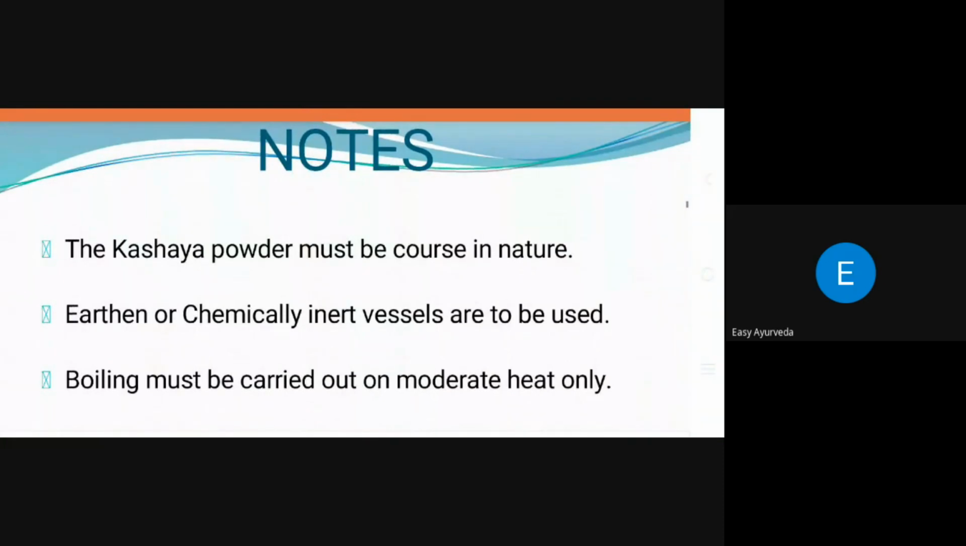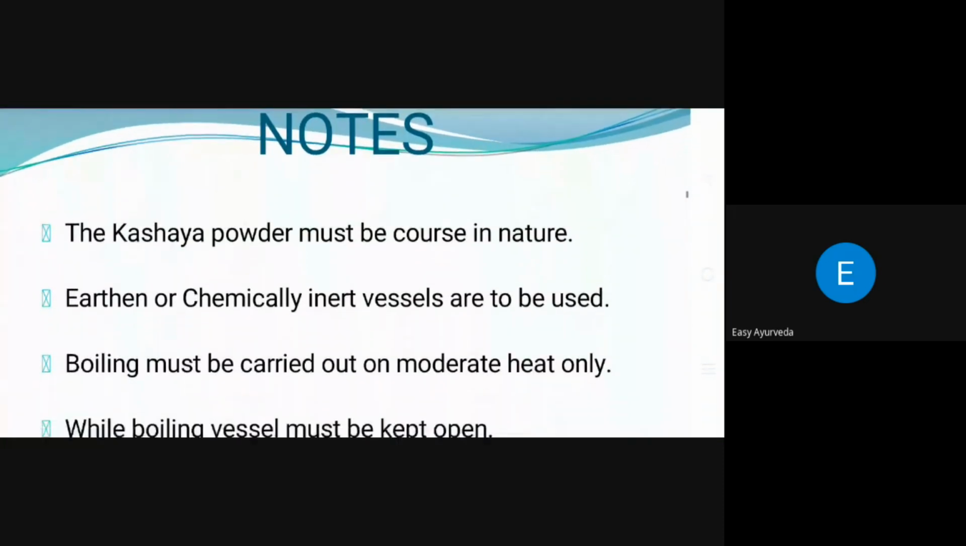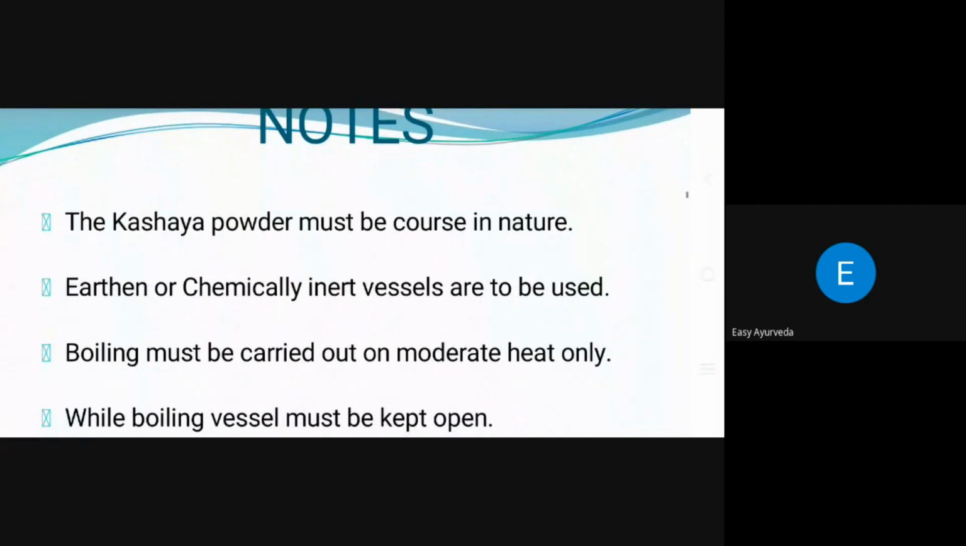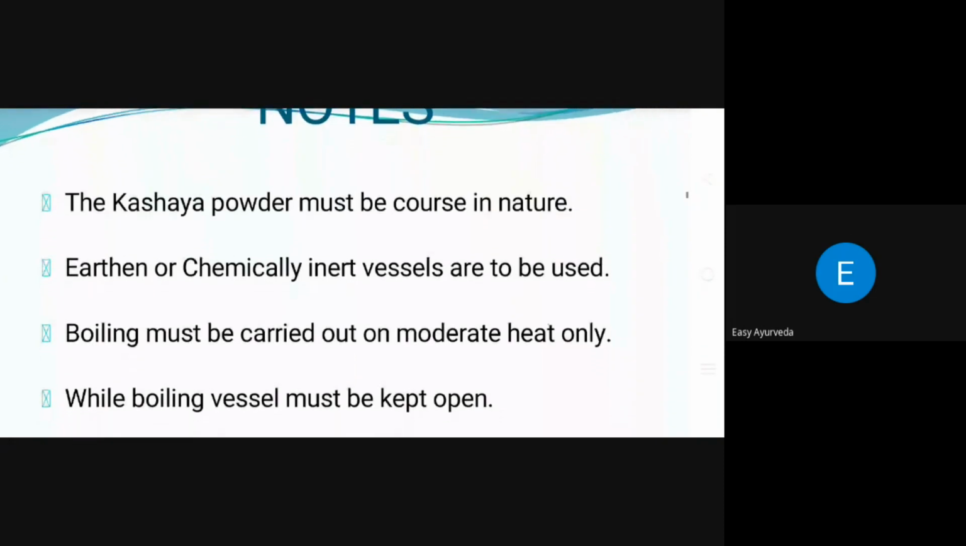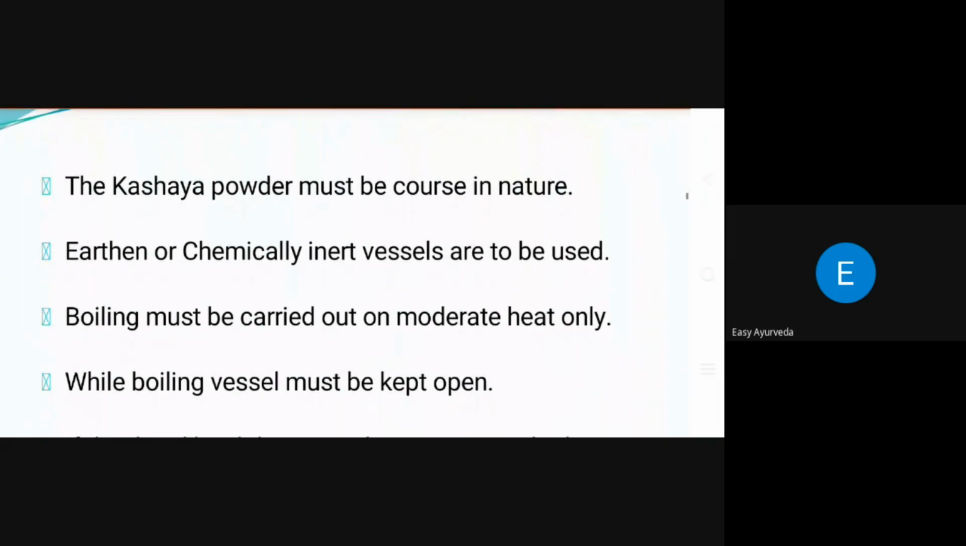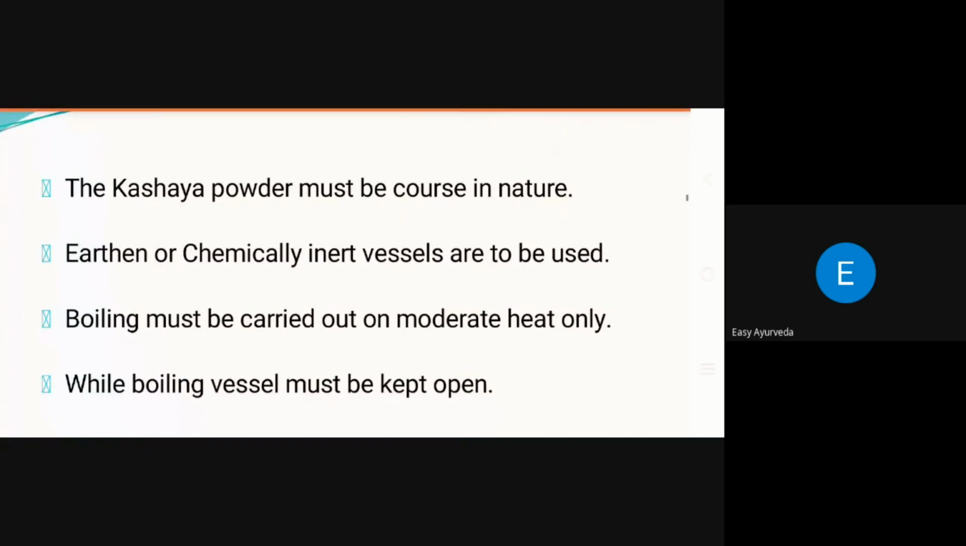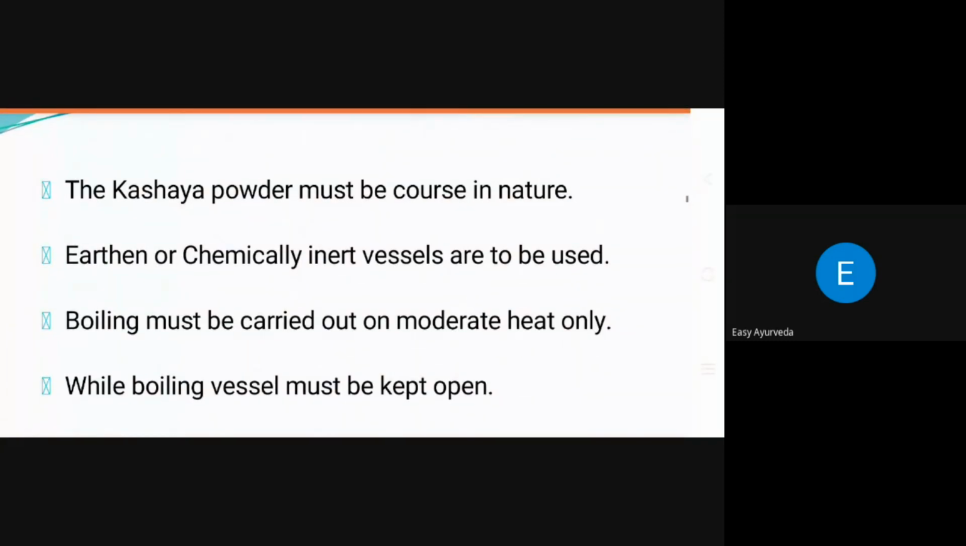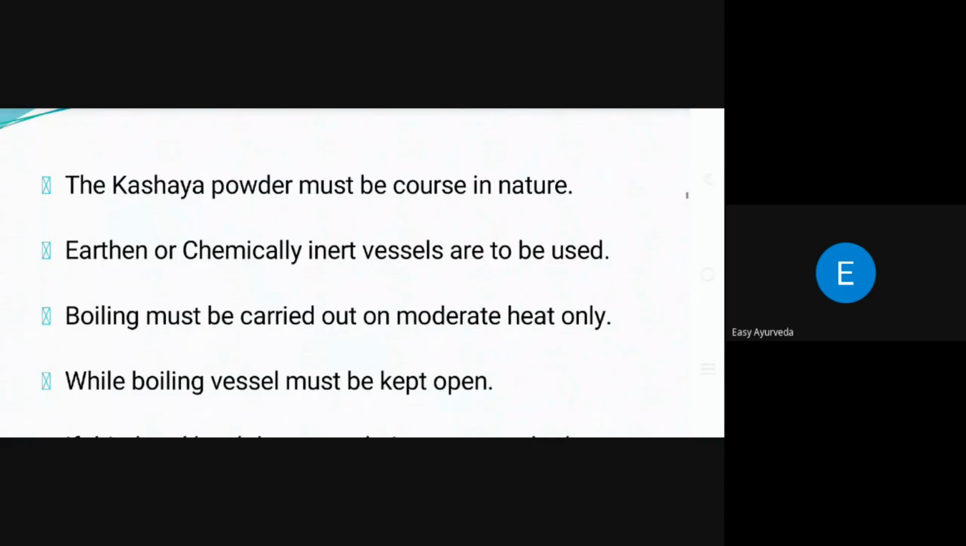One thing, as I said already, the Kashaya powder must and should be coarse in nature, not in a fine powder form. In that form only, while boiling, the chemical compositions of the drug are released very easily. If you keep it in powder form, it adheres to the bottom and has chances of being charred. For that purpose, the coarse powder is the best method.